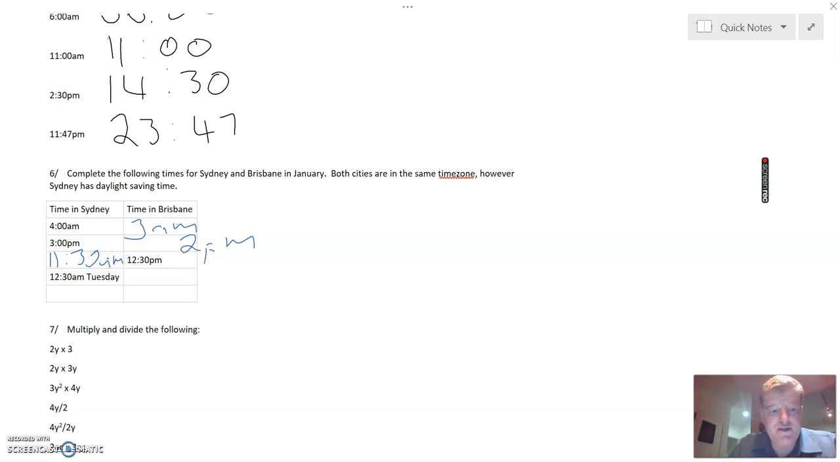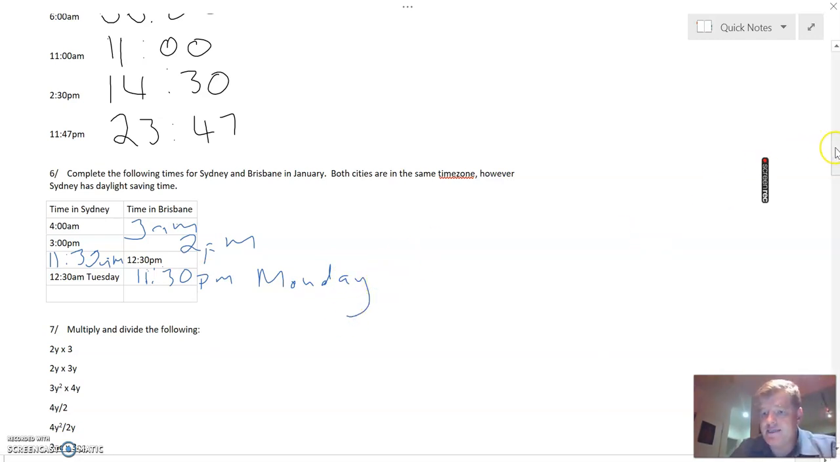And the last one, 12:30 a.m. Tuesday in Sydney. It's going to be an hour earlier, so it's only going to be 11:30 p.m. Monday in Brisbane. 1 hour earlier.